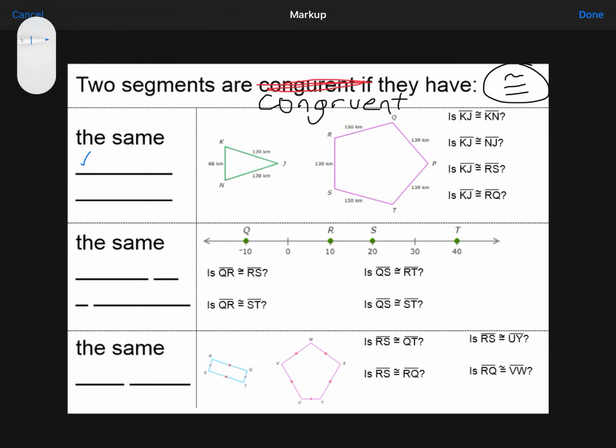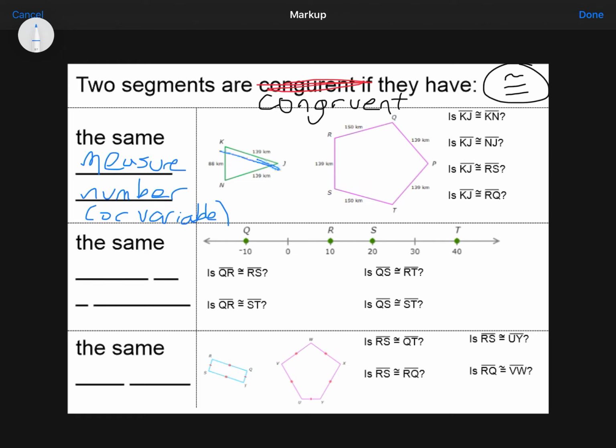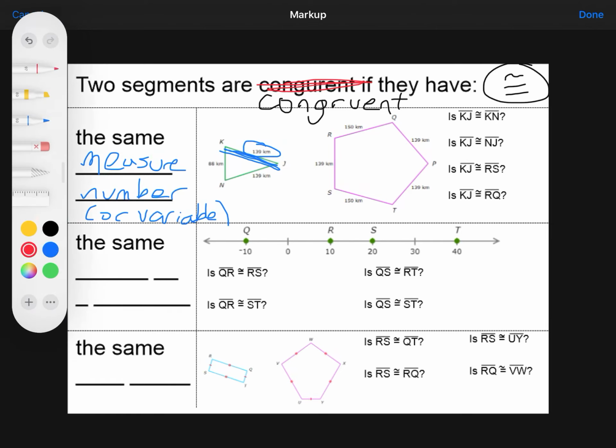If they have the same measure number, I don't have any examples in my notes right now, but later today, if they had the same variable, they'd have to be congruent. So all these are just simple yes or no questions. Are these things congruent to each other? All of them here in this first example use KJ. Its number is 139. So if the other numbers have 139, the answer is yes.